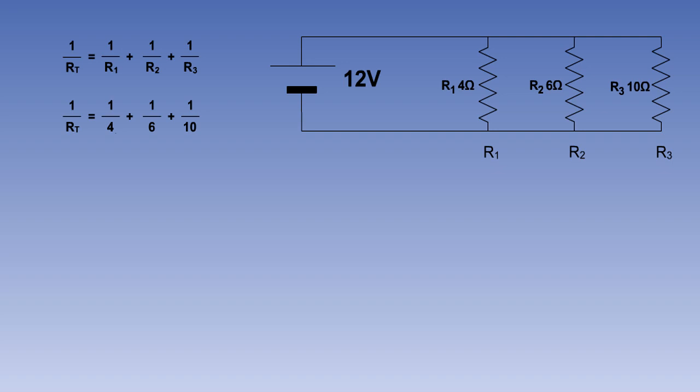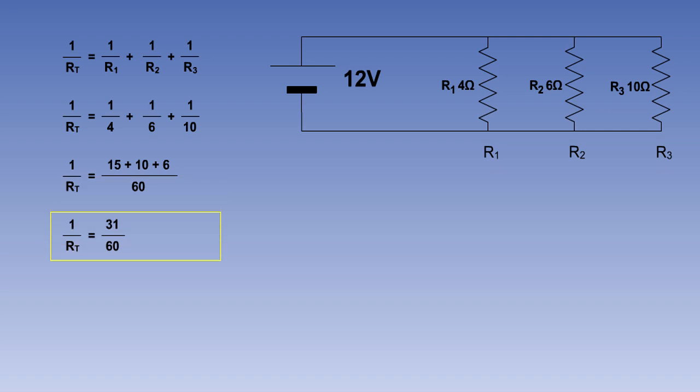You will recall from your school maths training that to solve this equation, we need to find the lowest common denominator for 4, 6 and 10. This is 60. So we can rewrite the equation as 1 over RT equals 15 over 60 plus 10 over 60 plus 6 over 60.